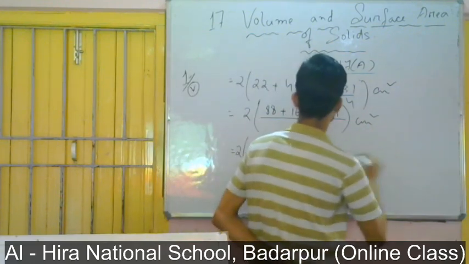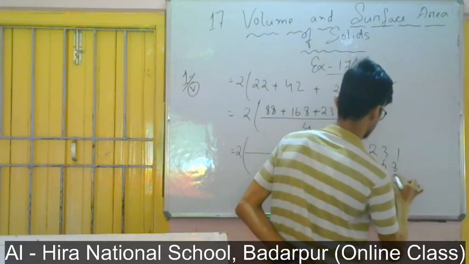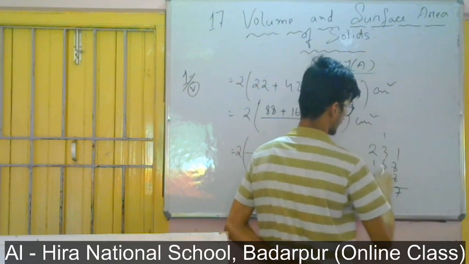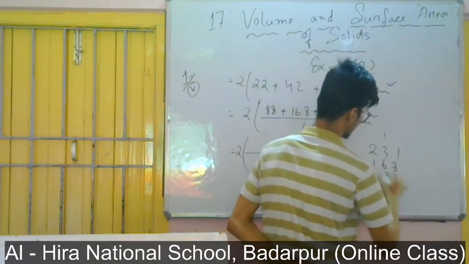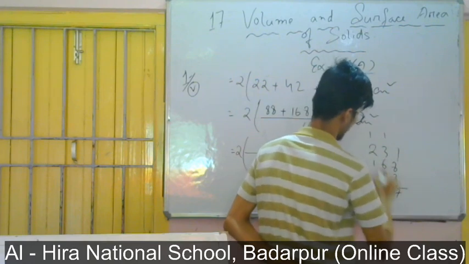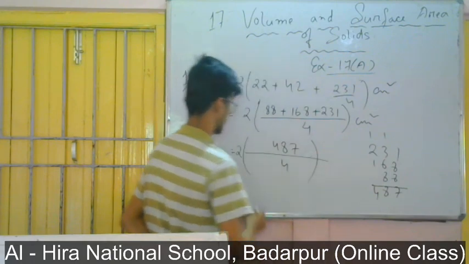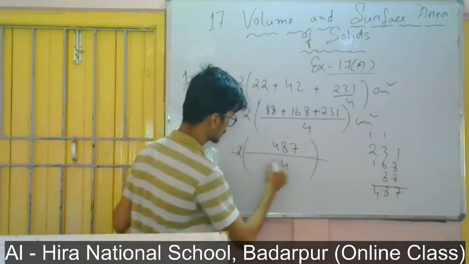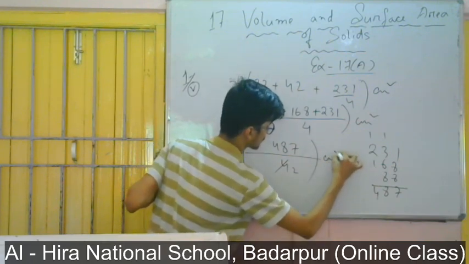So now I will add this one, 231, 168 and then 88. 8 8 are 16 and 1 is 17, 7, 1 in my hand. Then 6 plus 4 it will be 10, 18, 8, 1 in my hand, 2 3 and 1 is 4, 487. So if I cancel this one, 2 2s are 4, so their unit will be cm square.